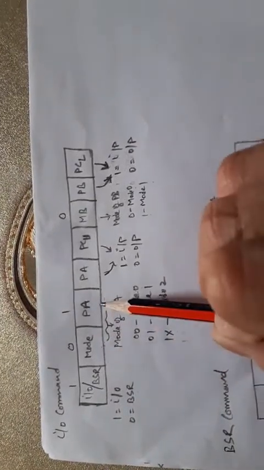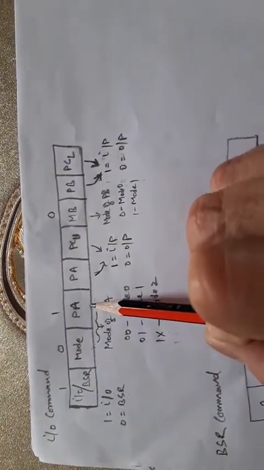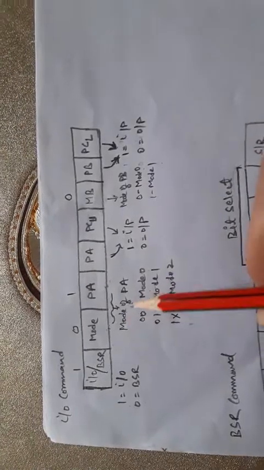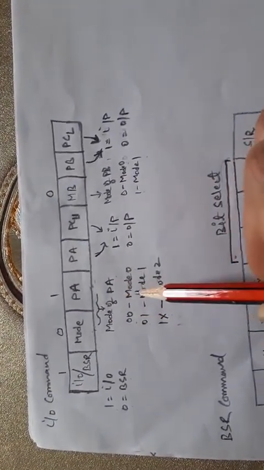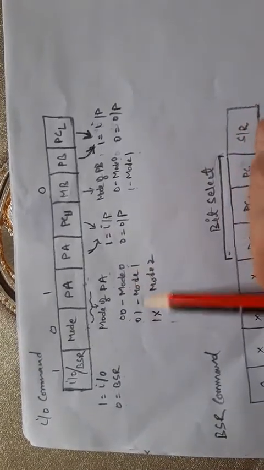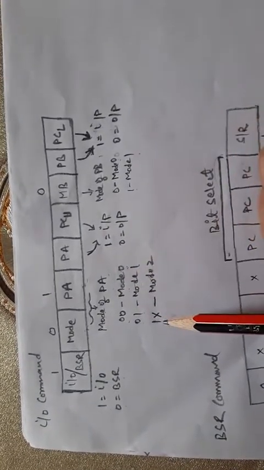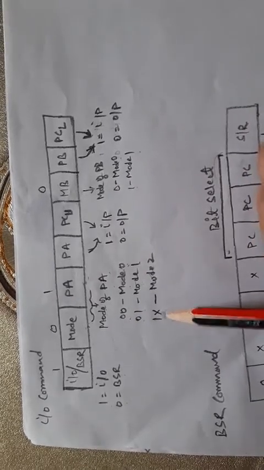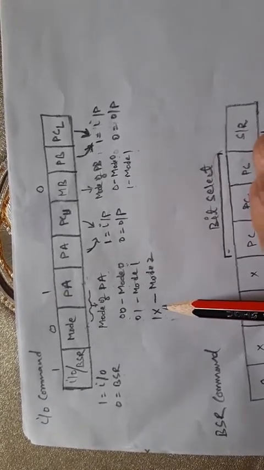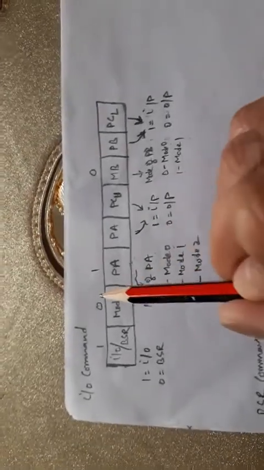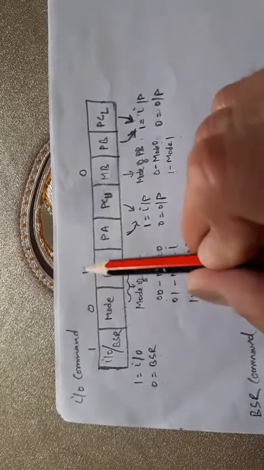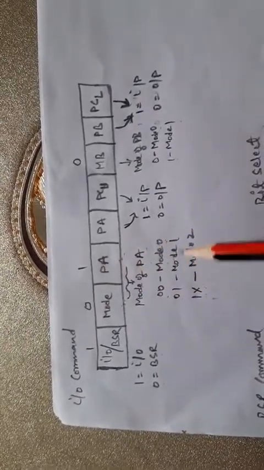So see here, these 2 bits will decide whether port A is working in mode 0, mode 1 or mode 2. If these bits are 0 0, then port A will work in mode 0. If these bits are 0 1, it will work in mode 1, and if these bits are 1 0 or 1 1, anything 1 0 or 1 1, then this port will work in mode 2. Suppose we set 0 and 1, it means port A is working in mode 1.